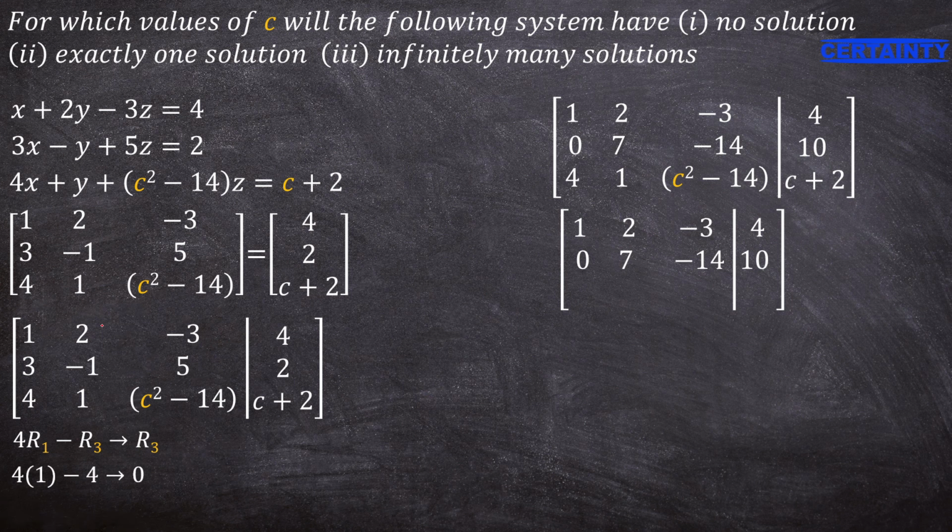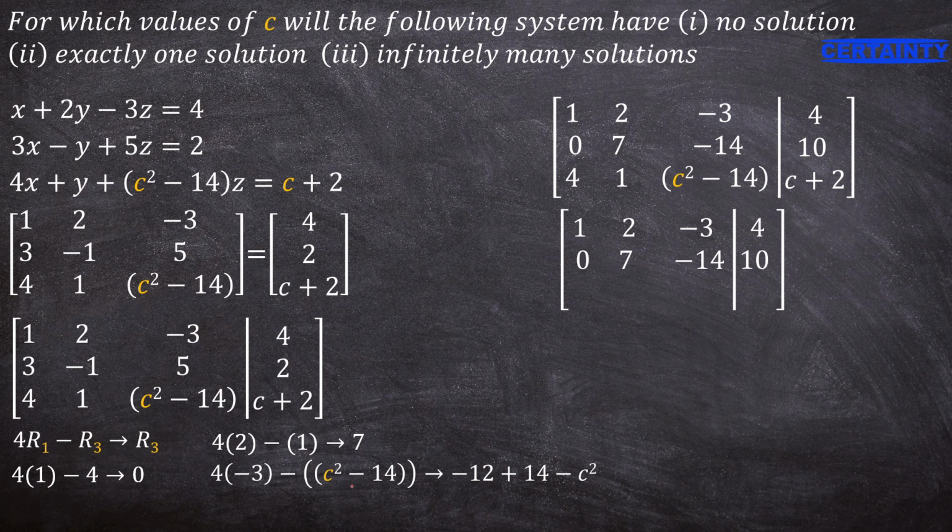Okay, let's go to column number 2. For row 1 we have 2, for row 3 we have 1. Okay, so if we substitute, we're going to have 4 times 2 minus 1, and that is going to give us 7, right? Okay, now let's go to the third column. For the third column, for row 1 we have negative 3, but for row 3 we have c squared minus 14. So we're just going to write this as 4 times negative 3, right?